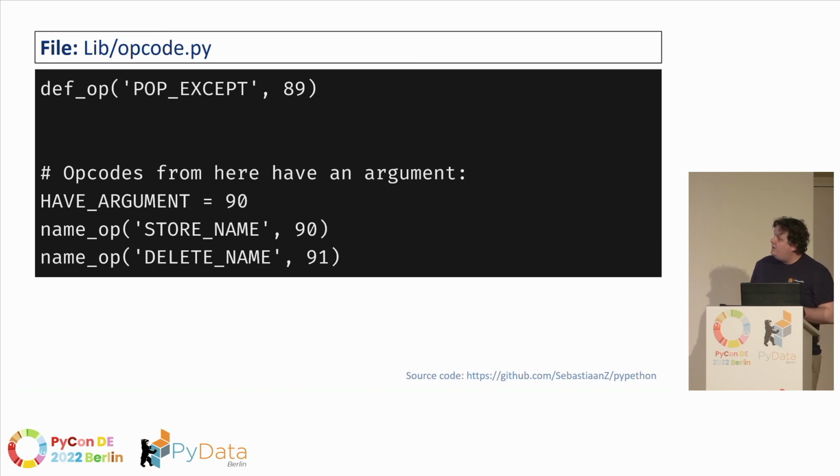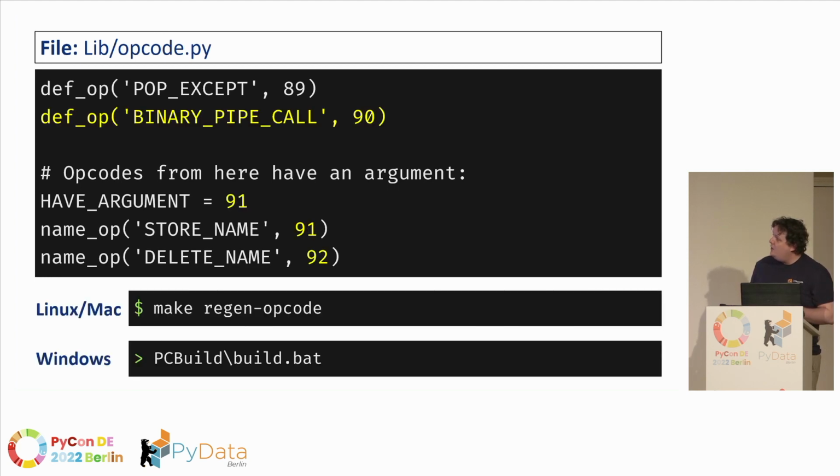The only thing that we have to do is add one line here. I name it something, binary pipe call. This is the name of the instruction, and it gets the new opcode integer of 90. And now whenever the evaluation loop gets 90, it knows that it has to perform this operation. It doesn't support it yet, but it knows that it will have to do that.